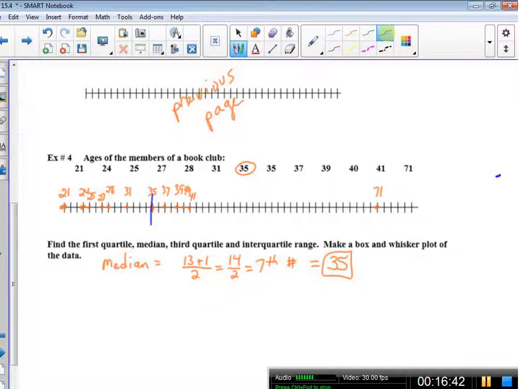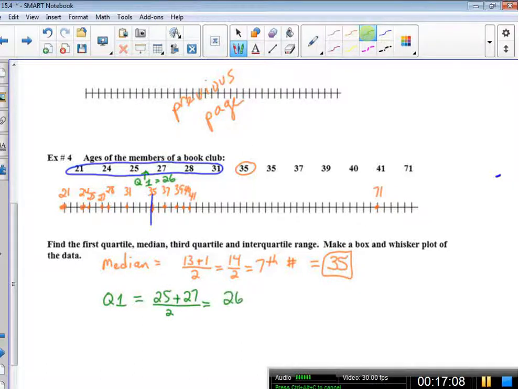And then to find our first quartile, I'm going to just look at this data here and find the median of that. So this is quartile 1, which is 26. Quartile 1 is the average of 25 and 27, which is 26. So at 26, here I have the second part of my box. So this is quartile 1, and this is the median.